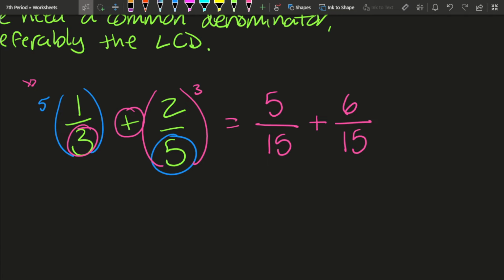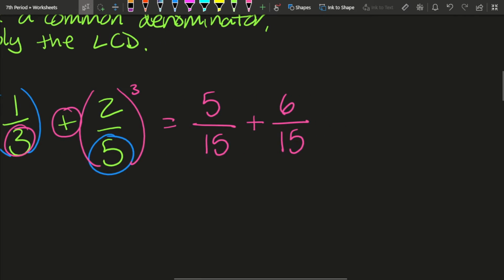So again, this will give you a common denominator all the time. But if it's not the least common denominator, at the end you will have an extra step. Now that we have the least common denominator, we can go ahead and add. The denominator stays the same.